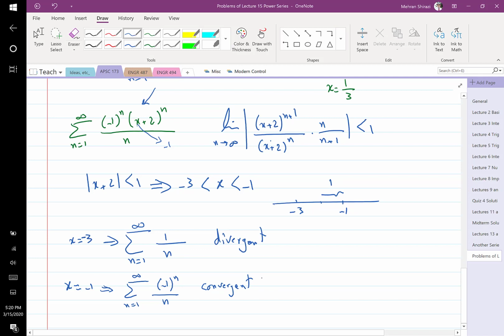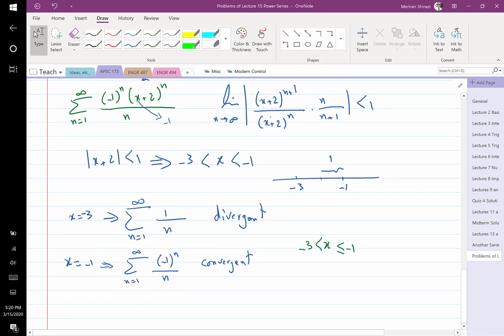So this is the interval of convergence from -3 to -1. At -1 it is convergent. However, it is absolutely convergent here. So this is absolute convergence. And then at x equals -1, we have conditional convergence.